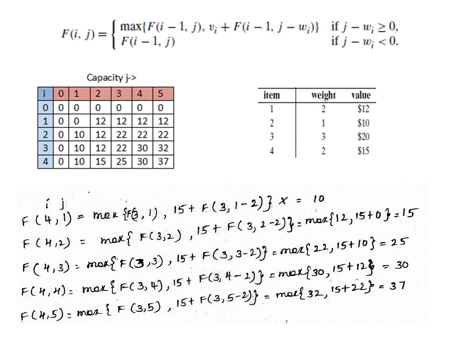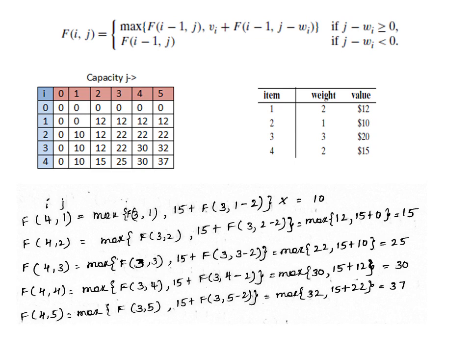f of 4 comma 3, maximum of f of 3 comma 3 comma 15 plus f of 3 comma 3 minus 2, which is equal to 1. Then it is equal to maximum of 22 comma 15 plus 10. The maximum is 25. So f of 4 comma 3 is 25.